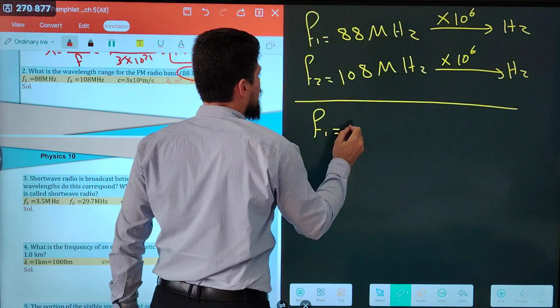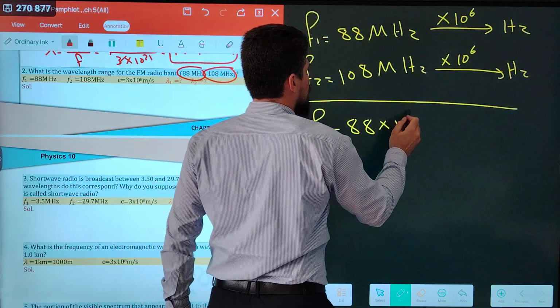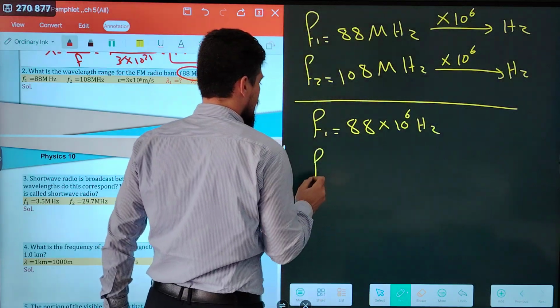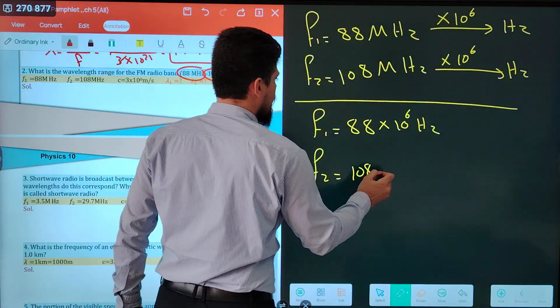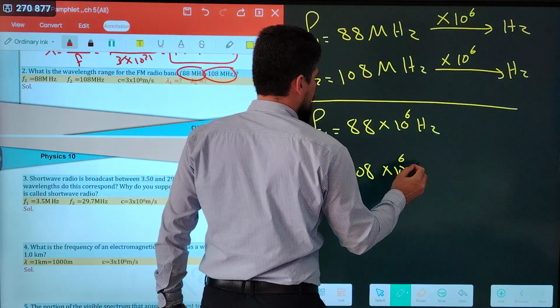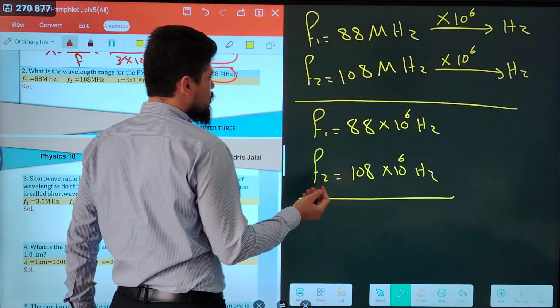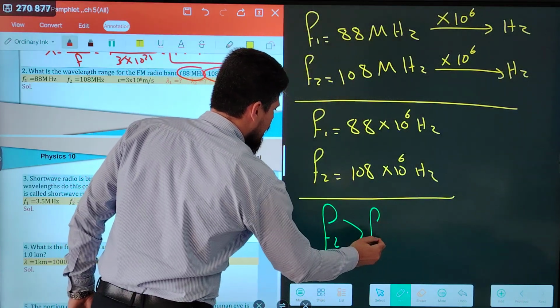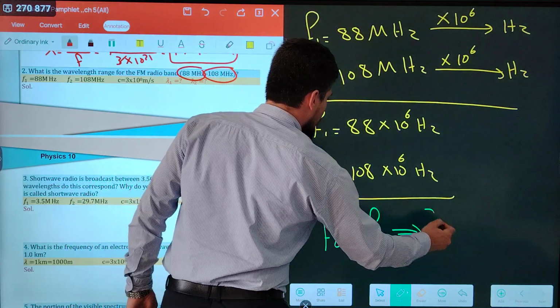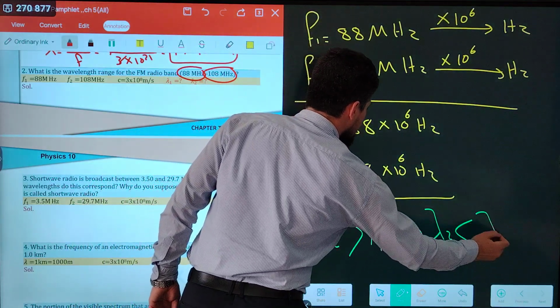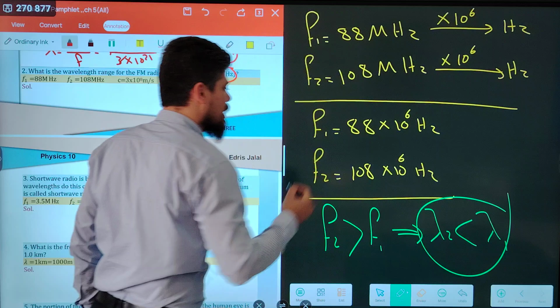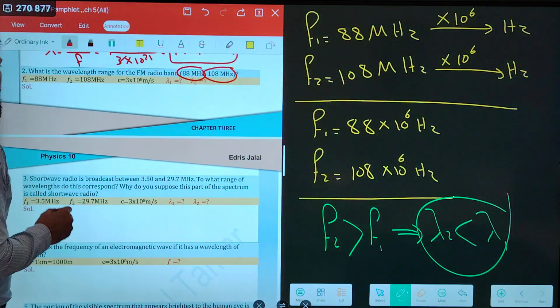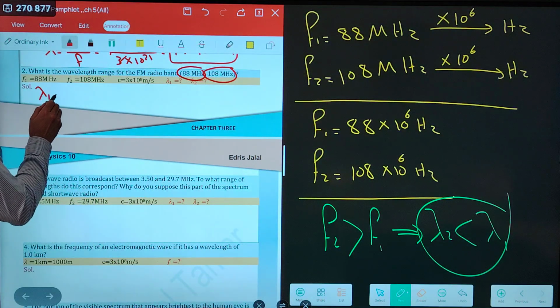Now, F1 is equal to what? 88 times 10 to the power 6 hertz. F2 is equal to 108 times 10 to the power 6 hertz. Guys, which one is bigger? Absolutely F2. F2 is bigger than F1, so lambda 2 should be less than lambda 1, because they are inversely related.